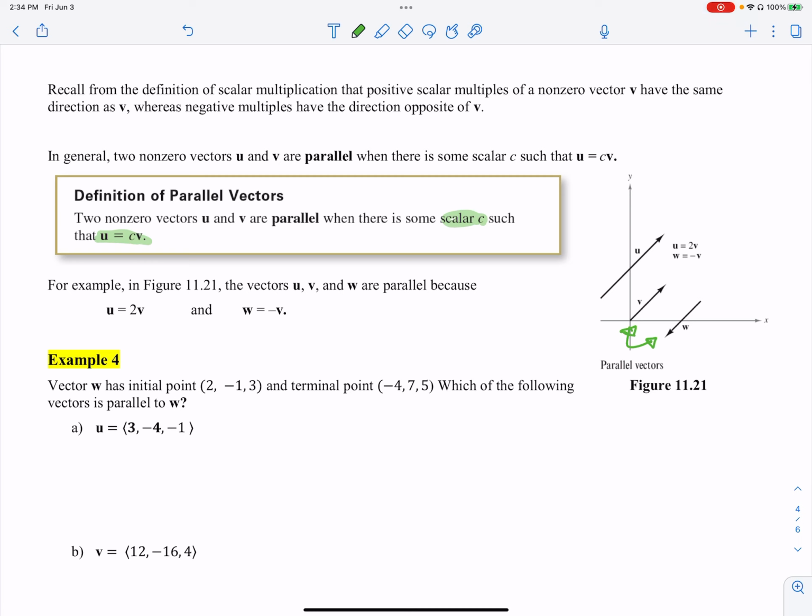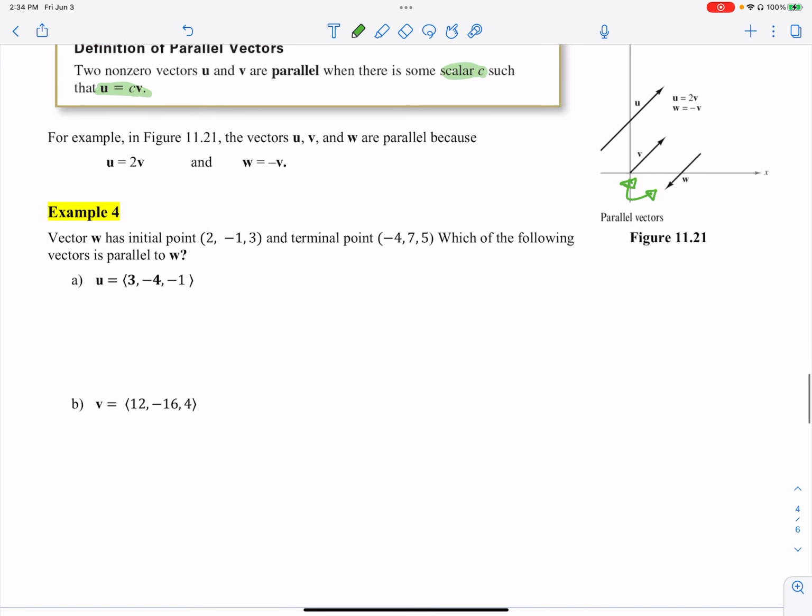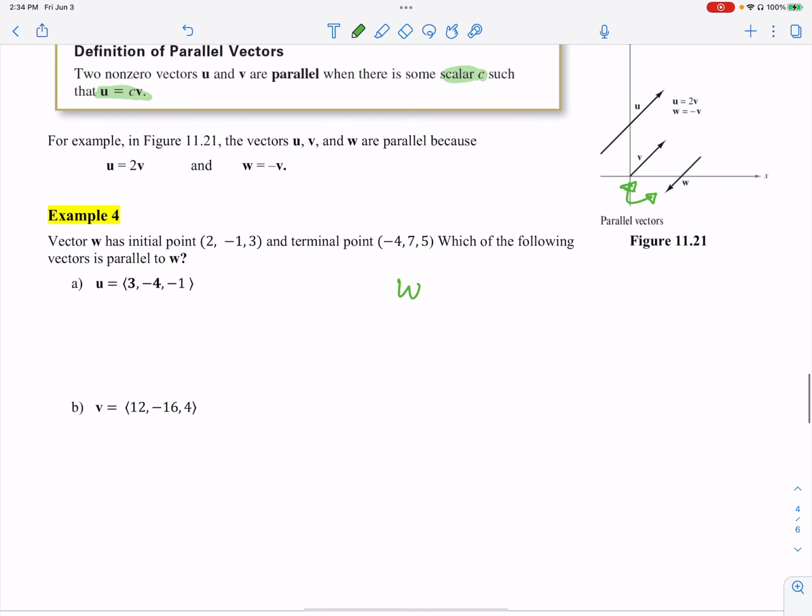What's really difficult about this kind of thing is you have to look for a number. Most of the time, it's going to be pretty straightforward. I'm not going to try to have you do something crazy. So let's look at example 4 here. Vector w has an initial point and a terminal point. Which of the following vectors is parallel? So first, I'm going to find w. In component form, I subtract: -4 minus 2, that's -6. I have 7 minus -1, that's an 8. And then I have 5 minus 3, which is 2. So there's w.